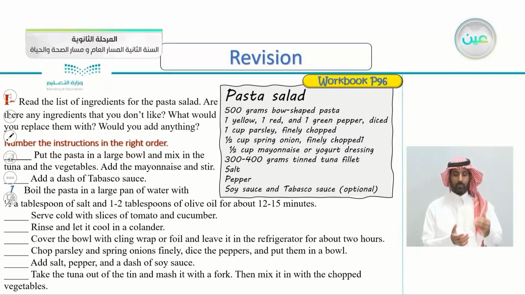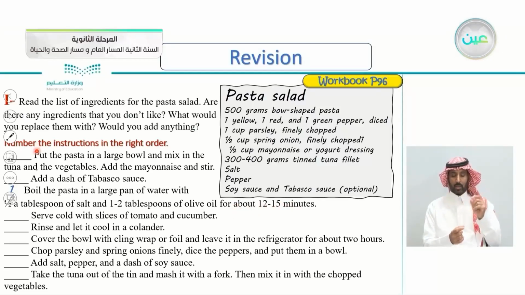So here's the order. Number the instructions. Here we have instructions on how to make a pasta salad. Number the instructions in the right order. If you know how to make a pasta salad, this would be easy for you. Number one is already done for you. Boil the pasta in a large pan of water with half a tablespoon of salt and 1 or 2 tablespoons of olive oil for about 12 minutes.